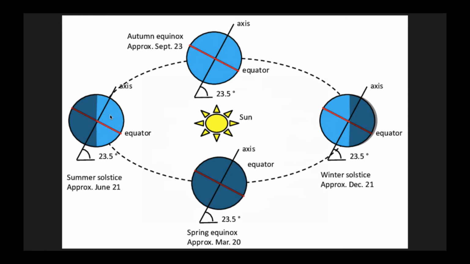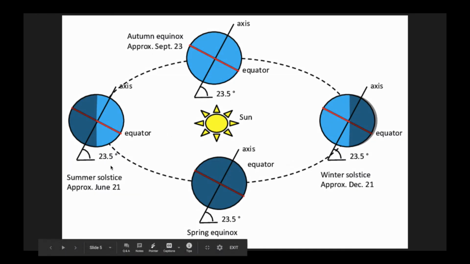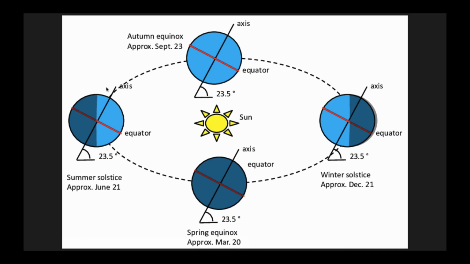If you notice, 6 months later, or 1/2 orbit later, the North Pole is tilted away from the sun. This would cause the sunlight to hit us at a slightly lower angle, which gives us slightly colder temperatures during those months. And then the two positions in between are the spring, when we're coming out of winter, and the fall, when we're coming out of summer, going towards winter.